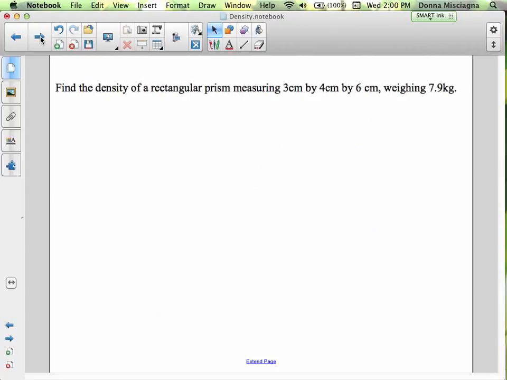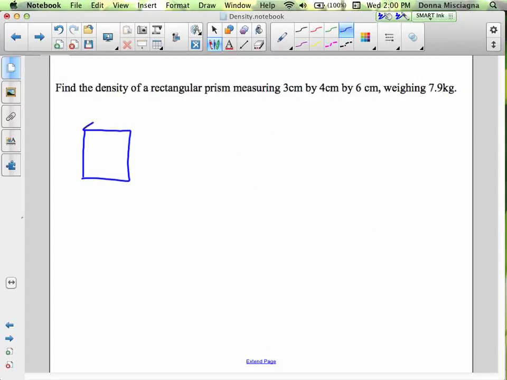All right, so we want to find the density of a rectangular prism measuring 3 centimeters by 4 centimeters by 6 centimeters. So here we'll draw out our picture. It really doesn't matter on a rectangular prism which dimension is which. So 3 centimeters I'm going to put here, 4 centimeters I'm going to put here, and 6 centimeters as the height.